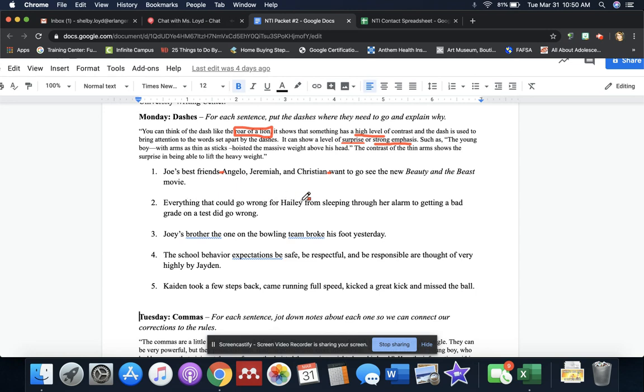So, everything that could go wrong for Haley, dash, from sleeping through her alarm to getting a bad grade on a test, dash, did go wrong. So in this, we're moving beyond "everything that could go wrong for Haley did go wrong." Now we're giving specific examples, trying to display just how wrong everything went.